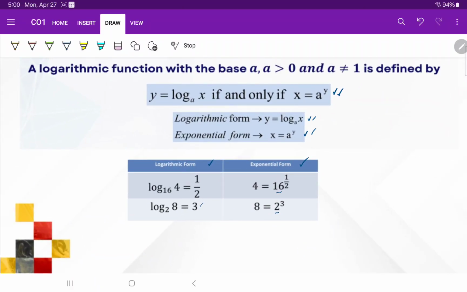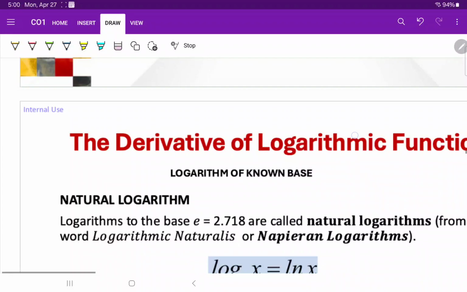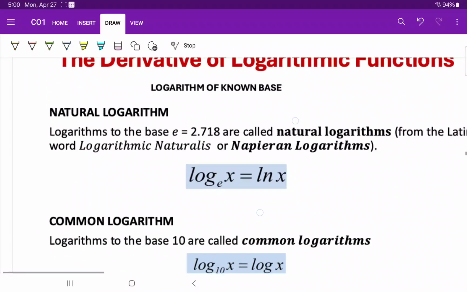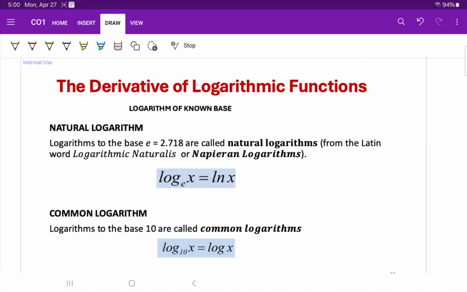We use these two. Okay, now we have here the derivative of logarithmic function. Now, again, we discussed in algebra that we have different kinds of logarithm. It could be any base a, but when the base is e, which is equal to 2.71, we call it a natural logarithm. So, you have here a natural logarithm, log of x to the base e. But instead of writing it this way, we could just simply write it as ln of x. So when you see ln of x, it means you have natural logarithm.